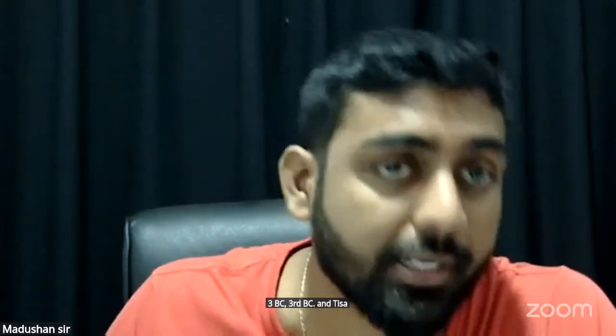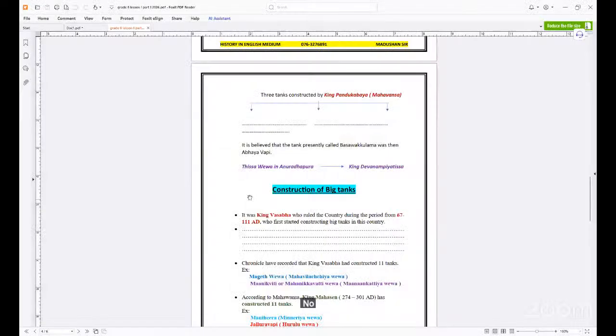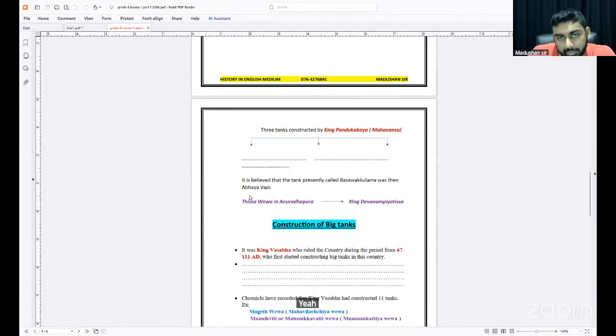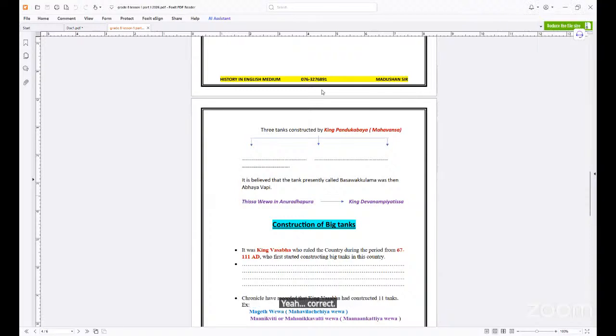Jayavapi, Abhayavapi, and Tissaveva were constructed by King Pandukabhaya. No, Tissaveva was constructed by King Devanampiyatissa. Exactly correct.